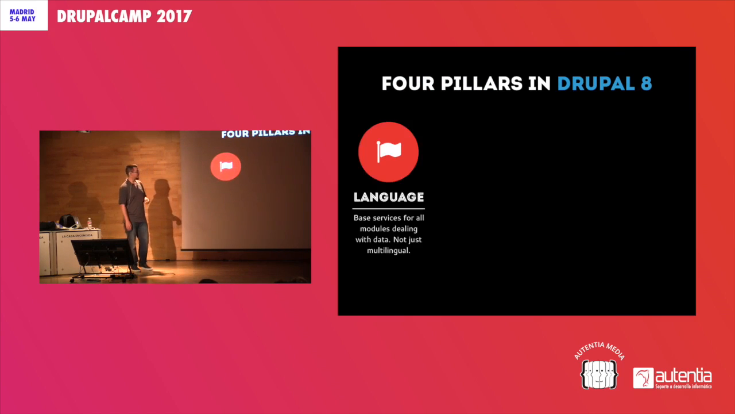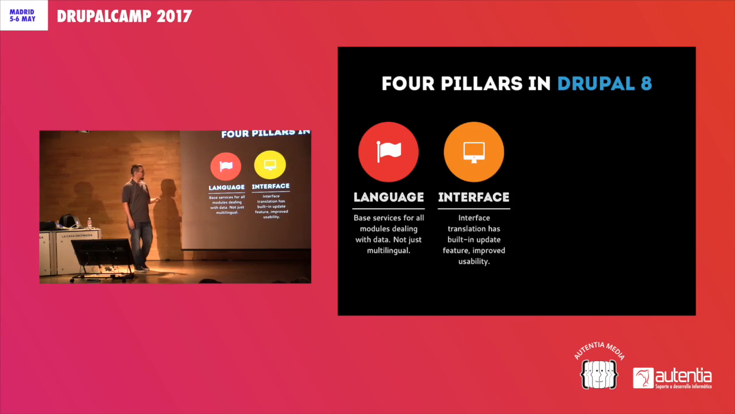So for that, we have 4 different pillars in Drupal 8, which translates to 4 different modules in Drupal core. The first one is the language module, which allows you to associate a language to your data, whatever data you are putting on the site, and it's not about multilingual only. You may want to have a site which is only in English, but you know that you have content coming from different sources, and you want to track the language of this data, no matter if you are actually a multilingual site or not.